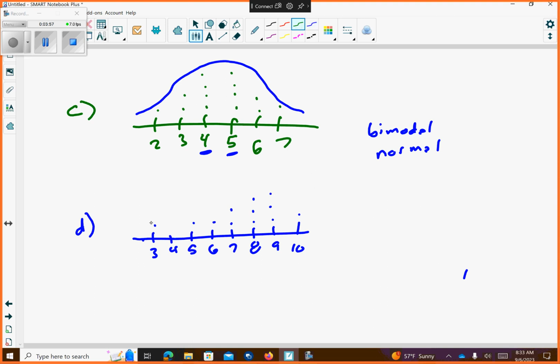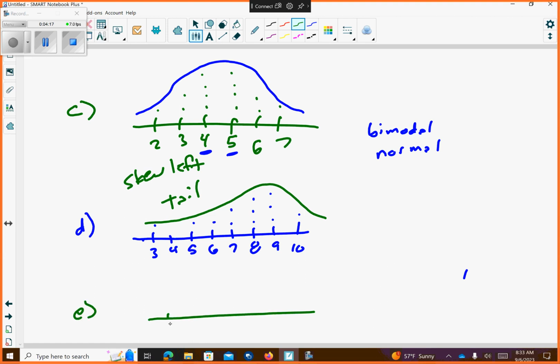Yeah, why do you think it's skew left? Yeah, we have the long tail over here, so this is skew left or skew negative. Okay, we're going to stick with the skew left. Okay. And then letter E.